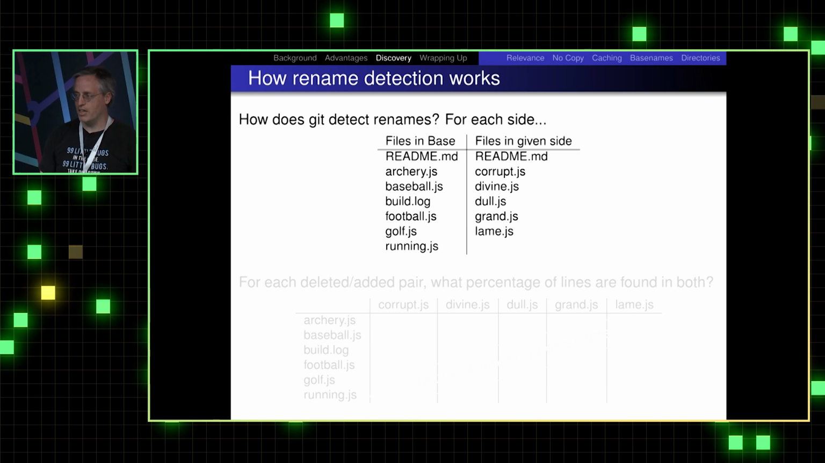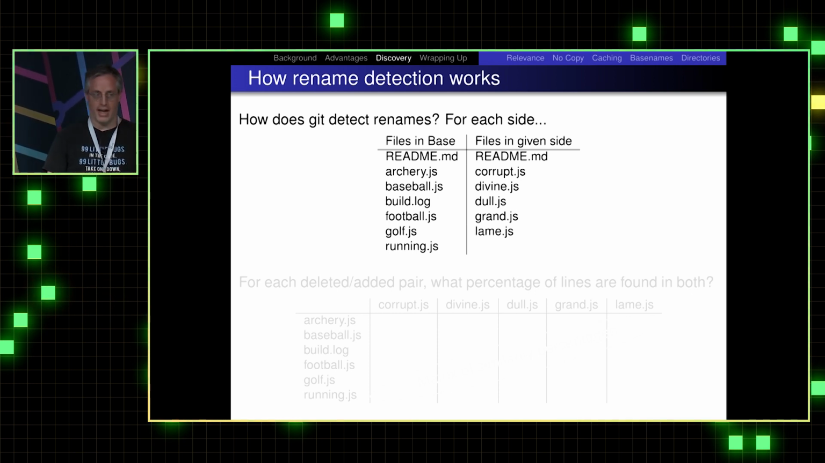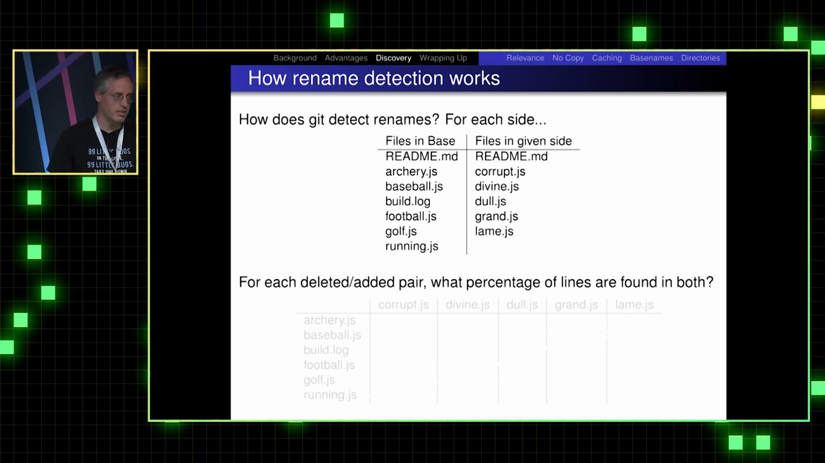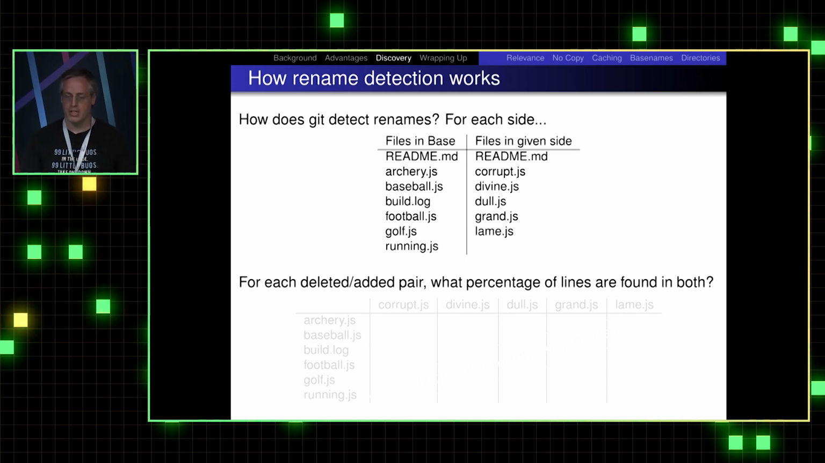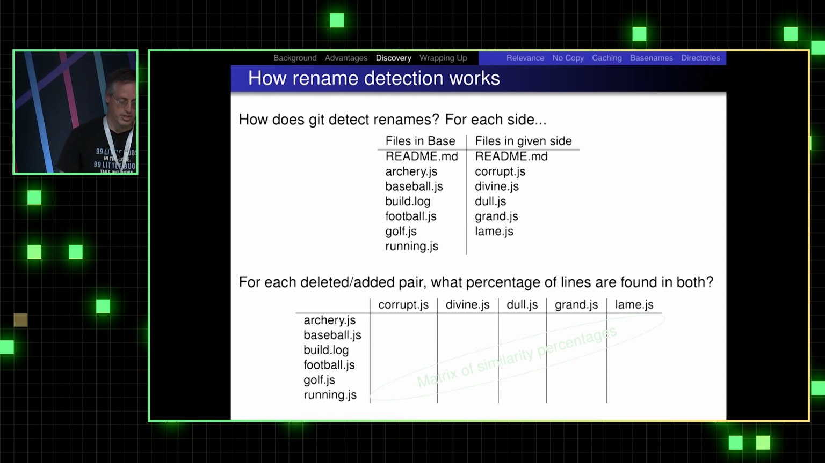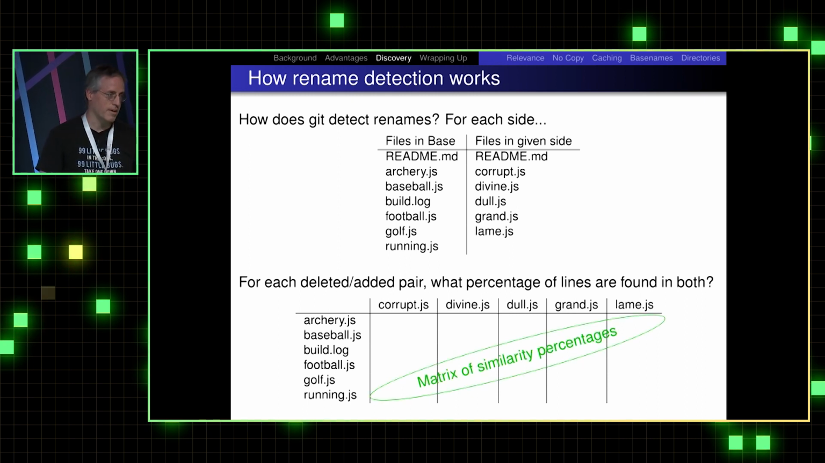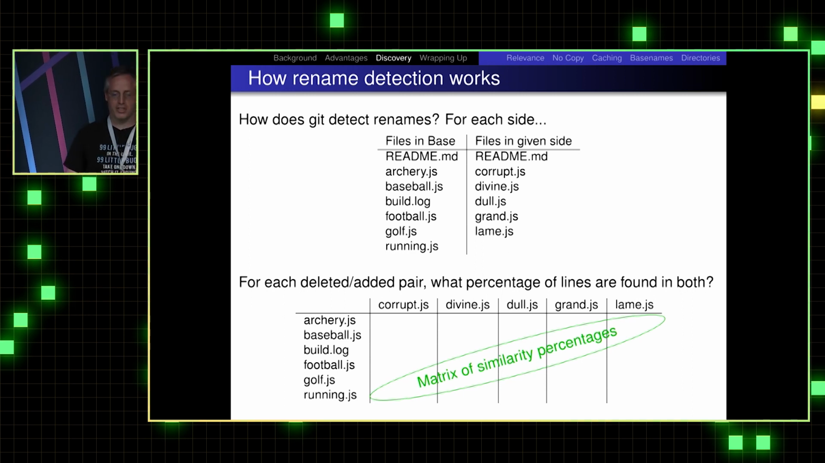That gives us a remaining set of files. They might be deletes and adds, but they might actually correspond to a rename. And the way it detects is it says, okay, for every pair of the remaining files, what percentage of lines are found in both? And so it has to fill out this big matrix of similarity percentages. And if you have commits where there's a really long list of files that are unique to the base and a really long list of files unique to the given side, this can be a pretty expensive computation.